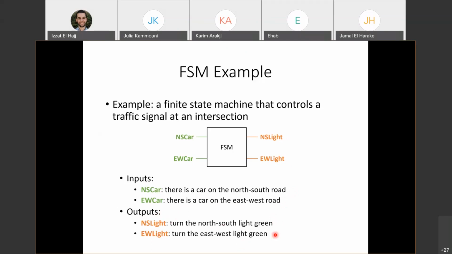Okay. Now I've made a lot of simplifications here. Usually these controllers are a little bit more complicated. There's the yellow light, and there's usually a pause in between the different things that happen. But here we're just going to have a simplification where either north-south light is going to be green and east-west is going to be red, or the opposite. North-south will be red and east-west will be green. So any questions about the inputs and the outputs?